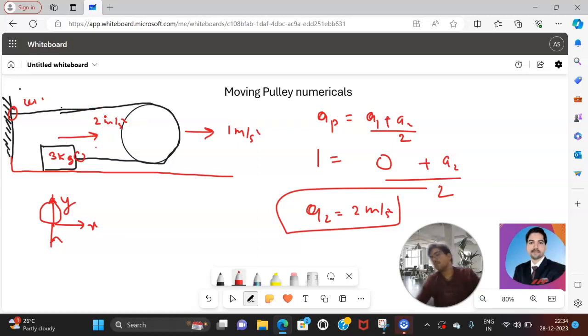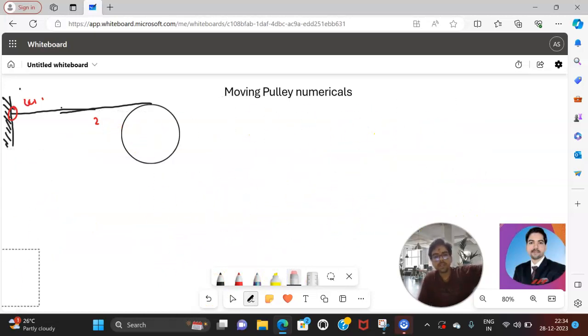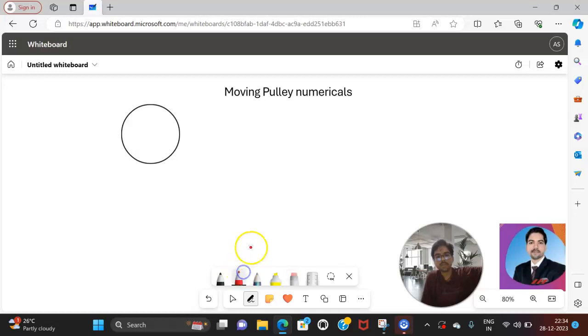Is it clear? So these are the questions. We will solve one more question. Write down the numerical, one more numerical, an easy one. I will give it to you, you all will solve. Clear? Now write down the question. This question is a little bit tough for you, but it is a very easy question.